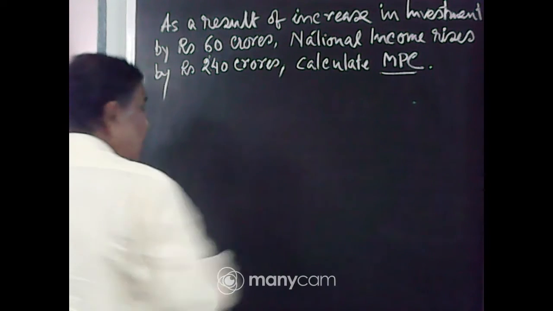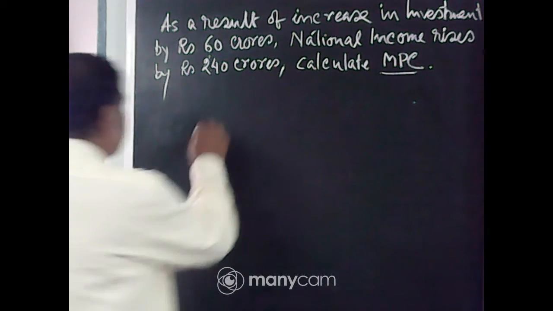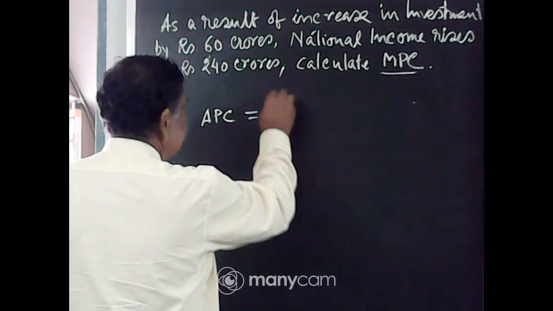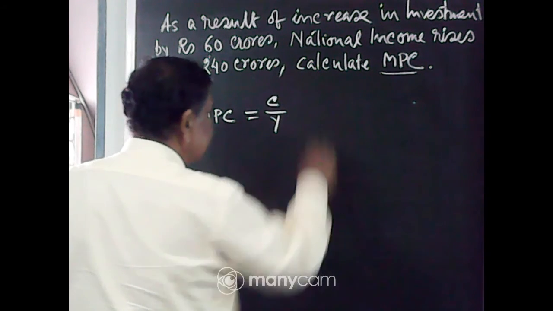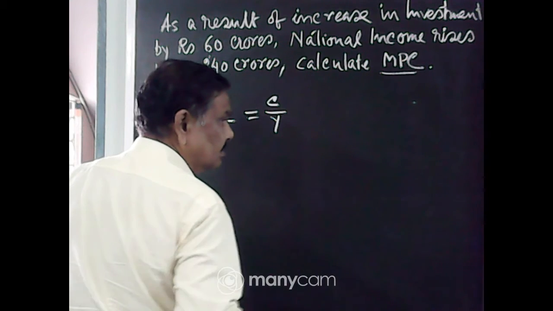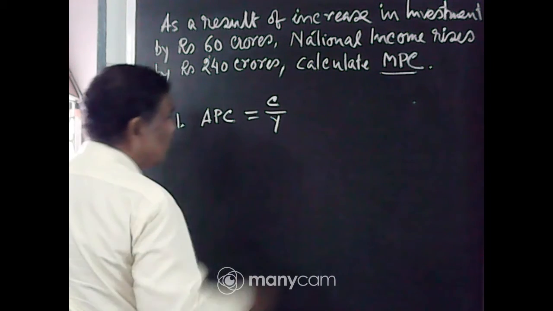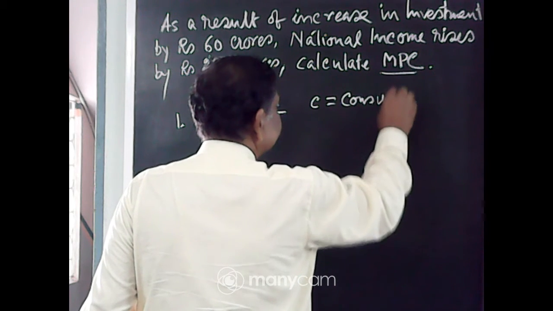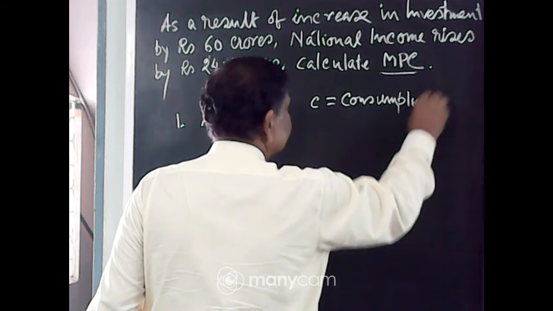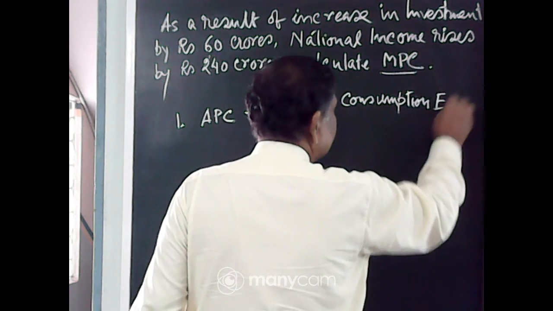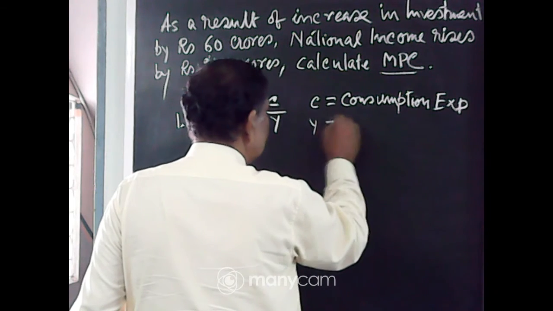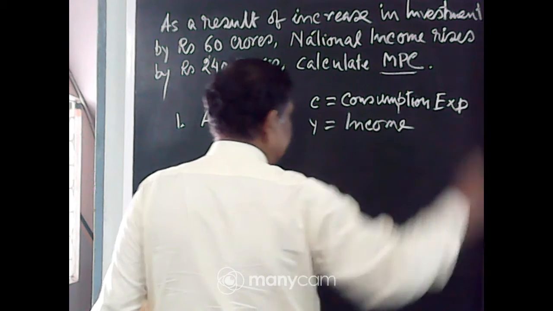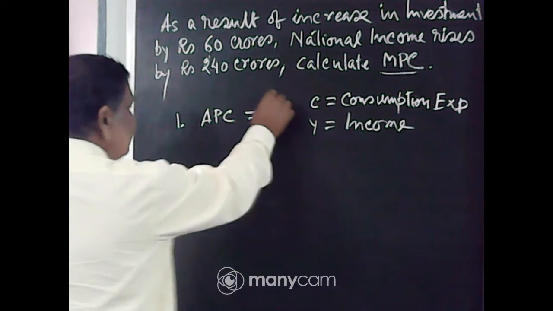So, first I am giving you the formulas. APC, number 1. APC is equal to C by Y. C is consumption and Y is income. C is equal to consumption expenditure and Y is equal to income. It may be national income or personal income as the case may be. So, C by Y, just do this.